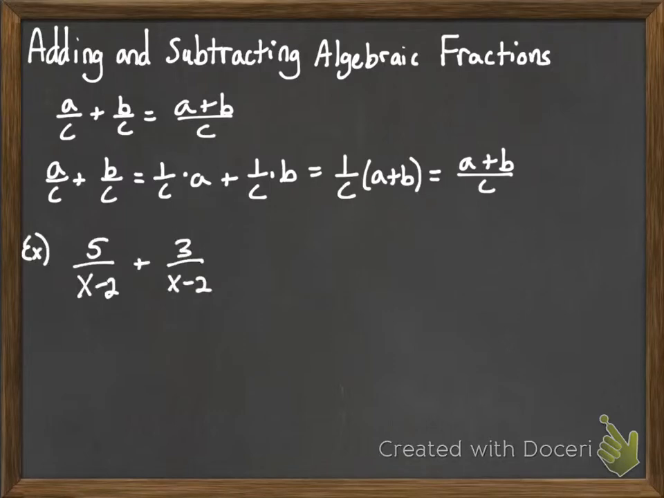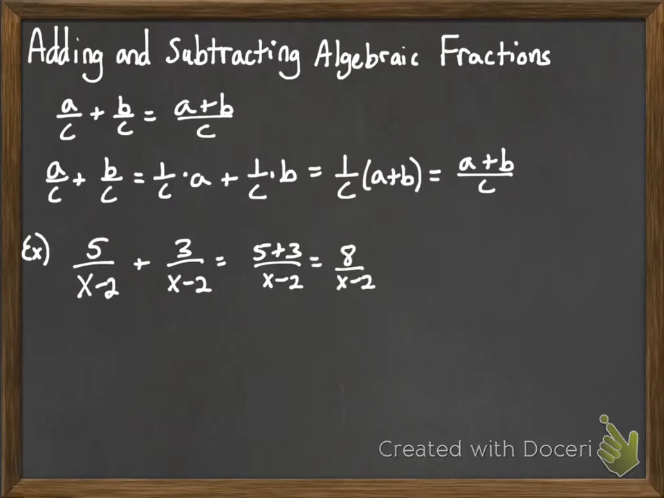So let's consider an example. The fraction 5 over x minus 2 plus 3 over x minus 2. Because we have a common denominator, we can put our numerators together, 5 plus 3 over x minus 2, and then we can just simplify. We get 8 over x minus 2.